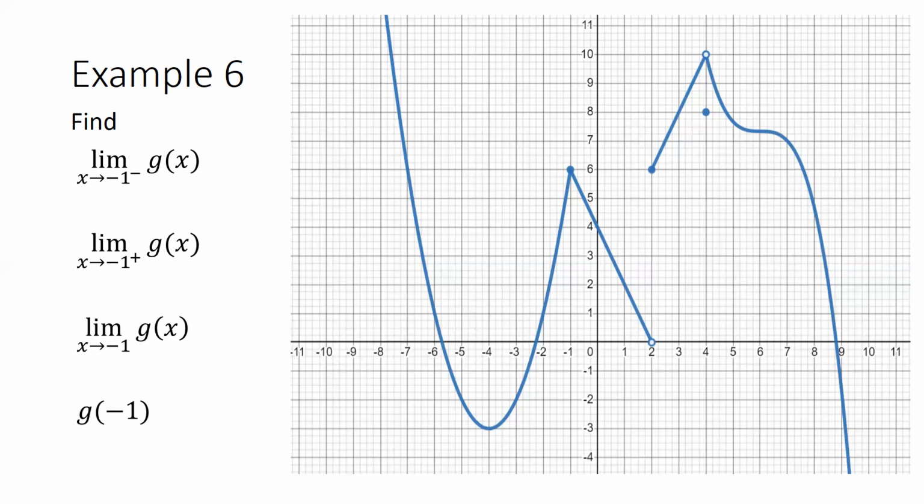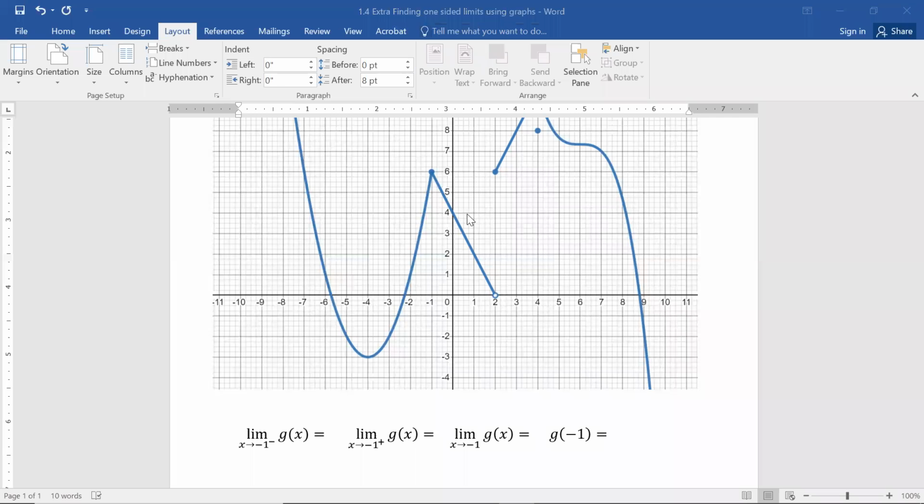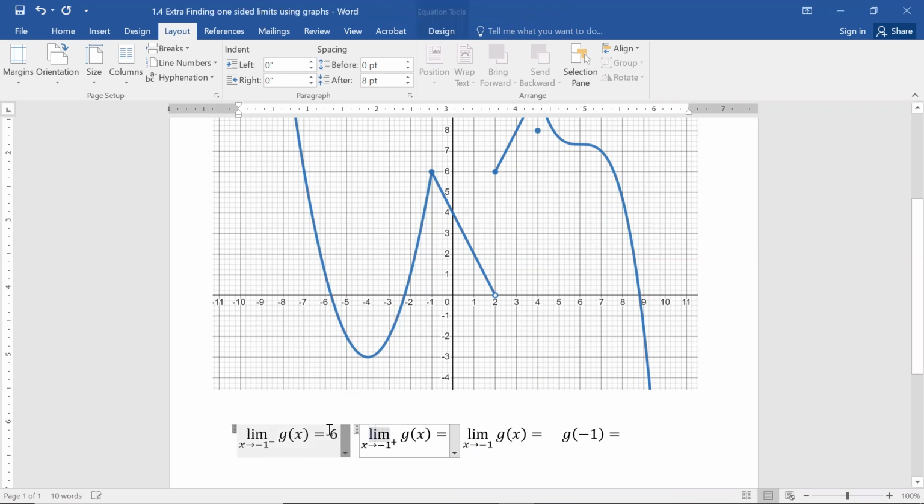Let's write that down. So writing down what we already know, as the value of x gets closer to -1 on the graph, the value of y gets closer to 6. From the left, it does that, and from the right as well. And that means in both directions, we get the limit of g of x is equal to 6 as x travels to -1.